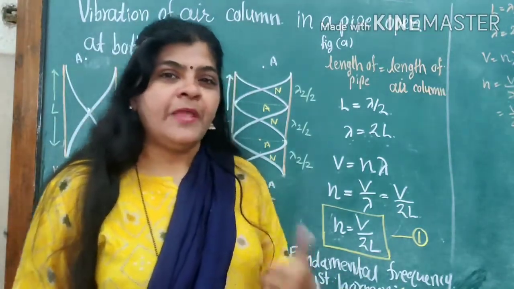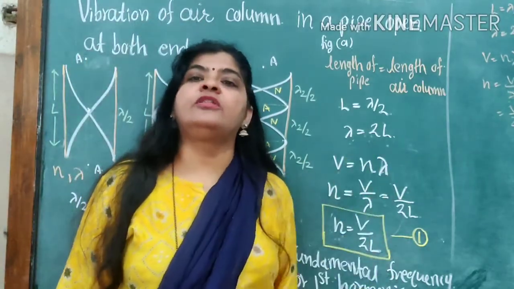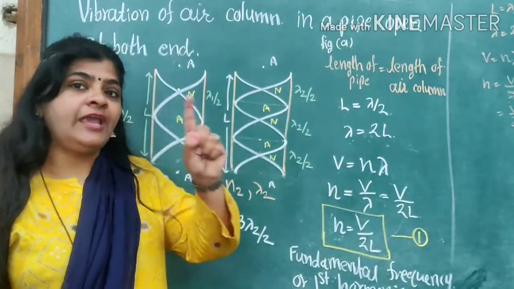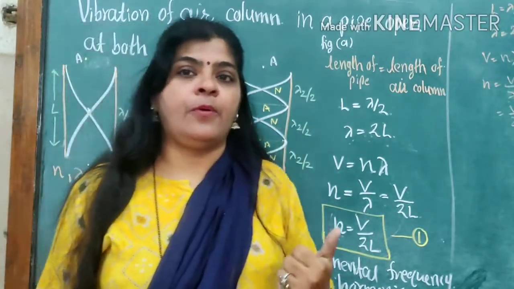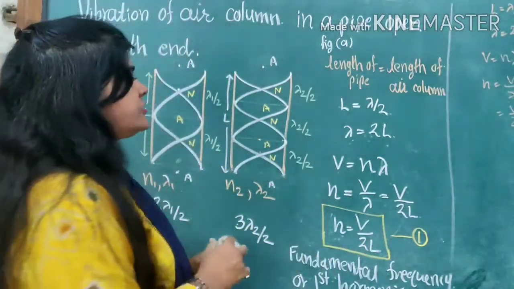Again we repeat this formula, because it is very important for problem solving. What is that formula? N is equal to V upon 2L. N is equal to V upon 2L. Got it? Now after that, come to the next one.